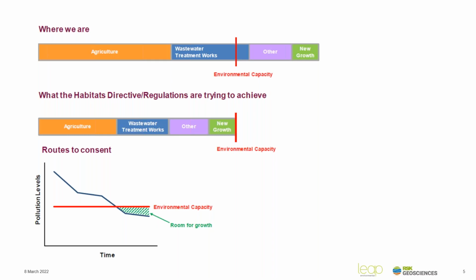So the idea is to reduce the overall nutrient or pollutant loading to the environment, into the catchments that support these designated sites, with an overall objective over time, with implementation of different mitigation measures, to create a bit of headroom, a bit of a buffer, so that we can allow for new development to occur. That's what's shown in the bottom graph: additional space below the environmental capacity so that protected sites remain as they are.